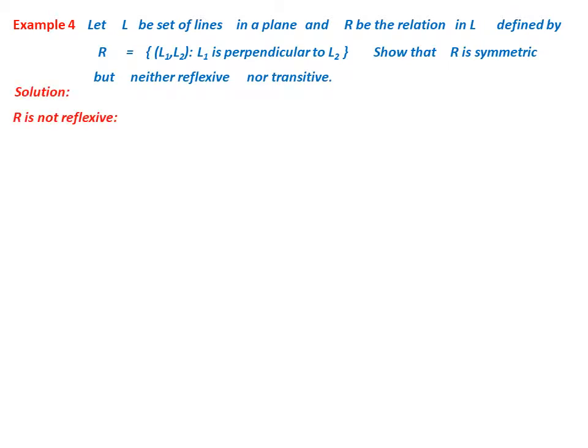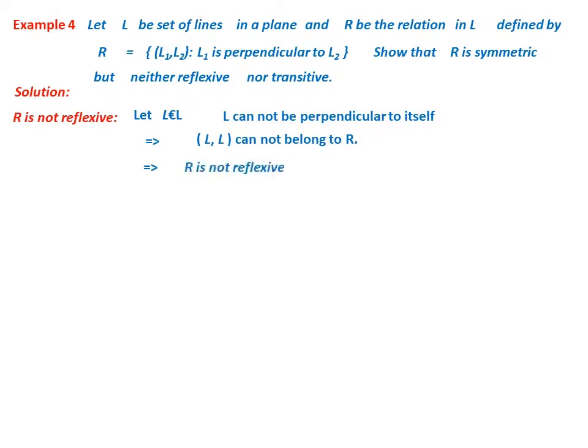So let us prove like this. R is not reflexive because, you see, you take any line L belonging to the set of lines. No line can be perpendicular to itself. L cannot be perpendicular to itself. This means L cannot be in R. So this means R is not reflexive.